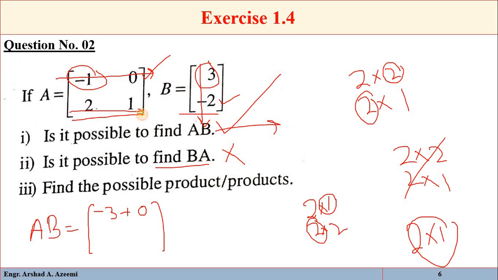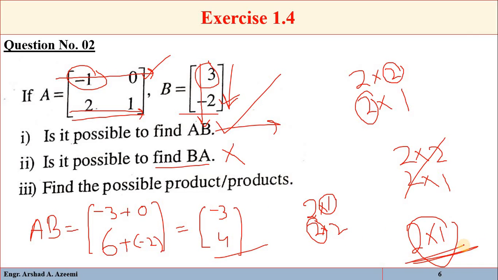Now this row will be multiplied with this column. So 2 multiplied by 3, that is 6, plus 1 multiplied by minus 2, so that is minus 2. Now just simplify it. Minus 3 plus 0, that is minus 3. 6 plus minus 2, that is 4. So that is the possible product: minus 3, 4, and its order is 2 by 1.